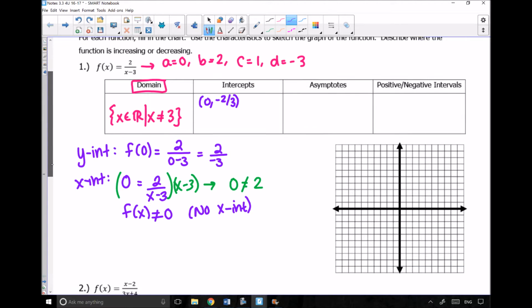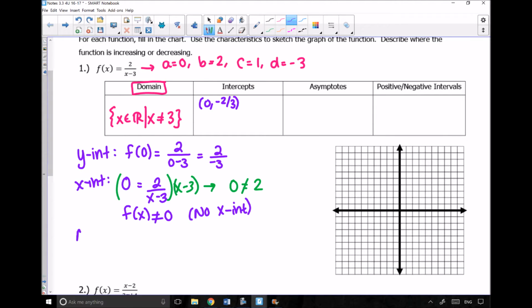Okay, so now I need to find my asymptotes. So I know my vertical asymptote will have to occur when x is equal to 3, because I know I don't have a hole here because nothing cancels out. So I know for a fact that I have a vertical asymptote when x equals 3.